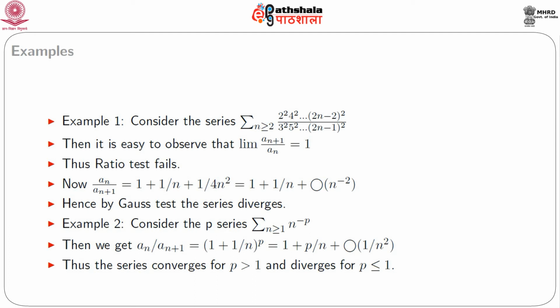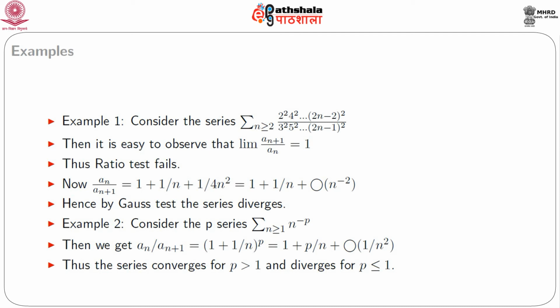However, if we calculate the ratio an divided by an plus 1, we get 1 plus 1 by n plus 1 by 4n square, which can be conveniently expressed as 1 plus 1 by n plus big O of n to the power minus 2. Hence, we can use Gauss's test to check the convergence, and using Gauss's test we find that this series diverges.